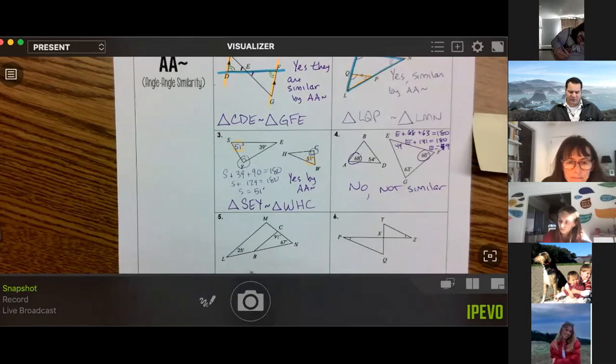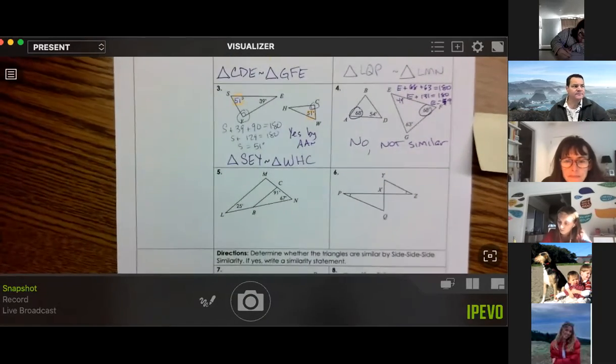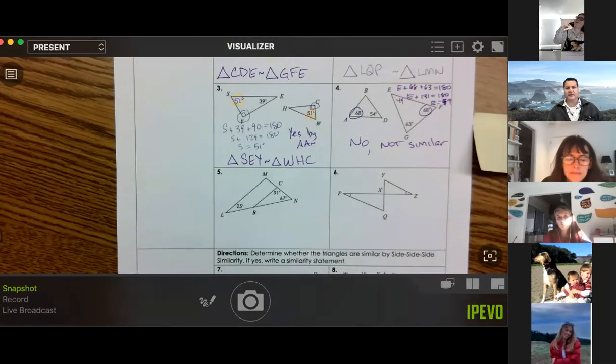All right, would you please do 5 and 6 yourselves? Determine if they're similar. If they are, write that they're similar, as well as the similarity statement.